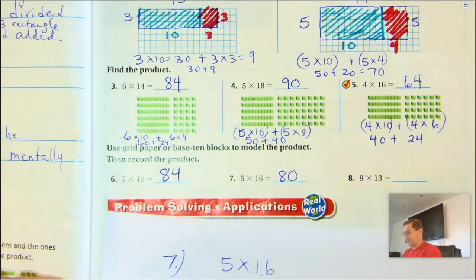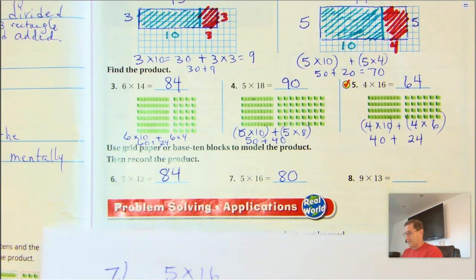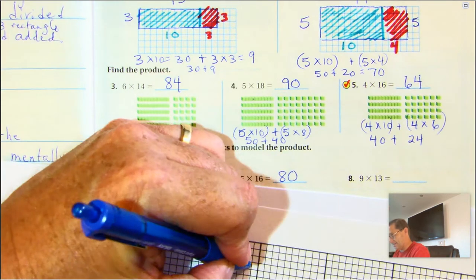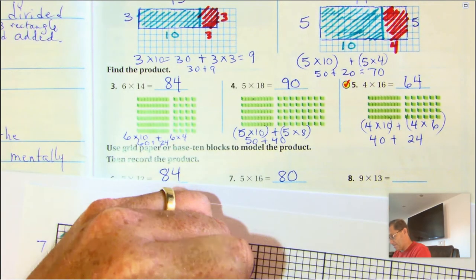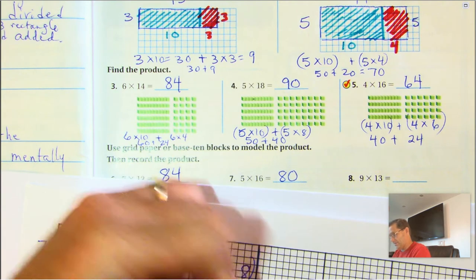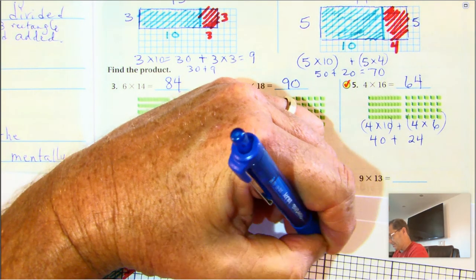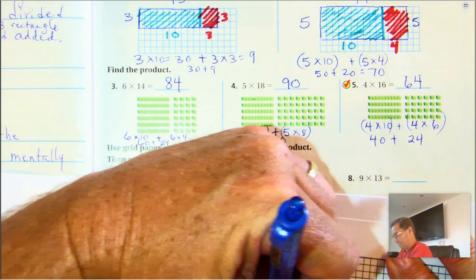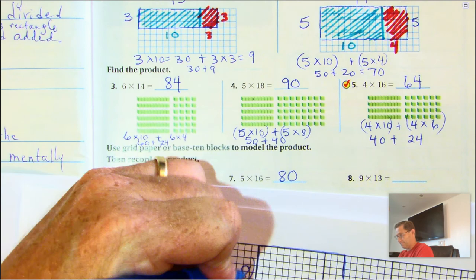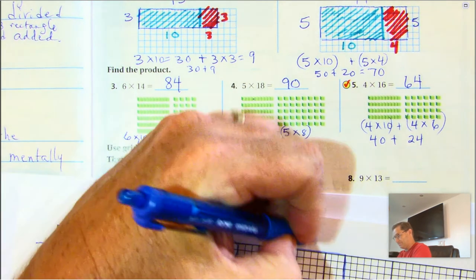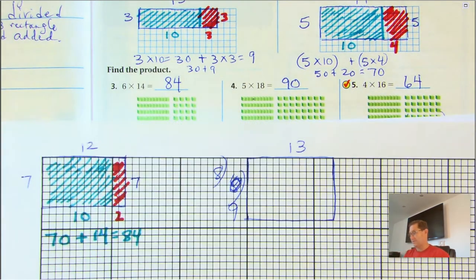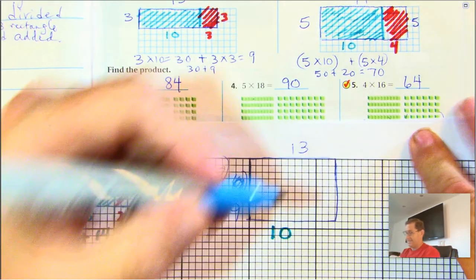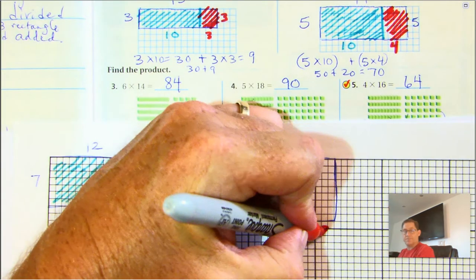And number 8. So let's use grid paper for number 9. And we're going to have a 9 by 13. So 9 down, 13 across. And then I'm going to break up the 13 into 10 plus 3.